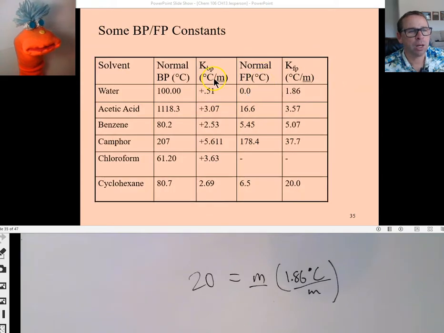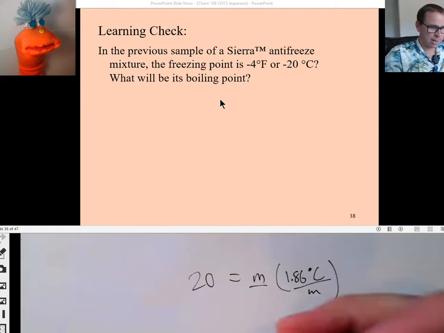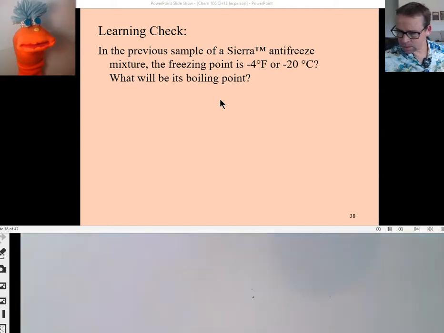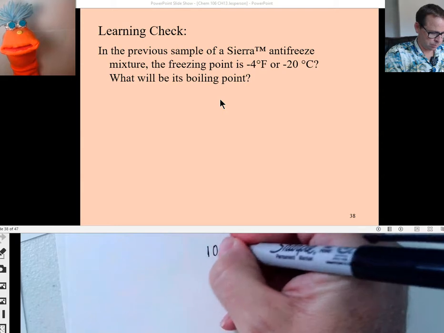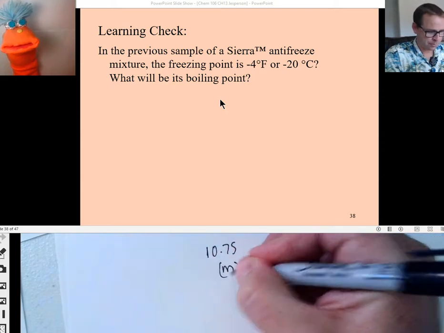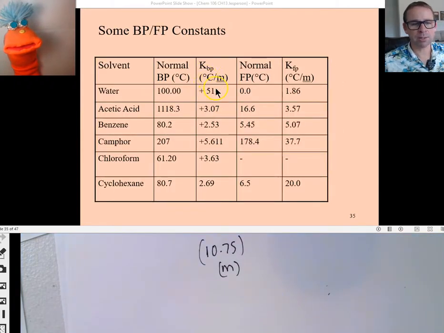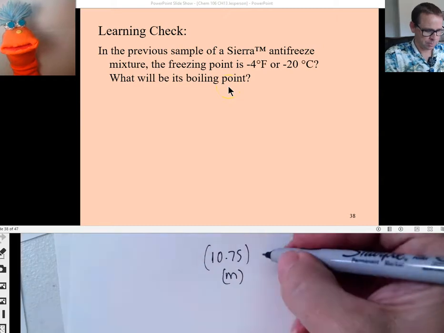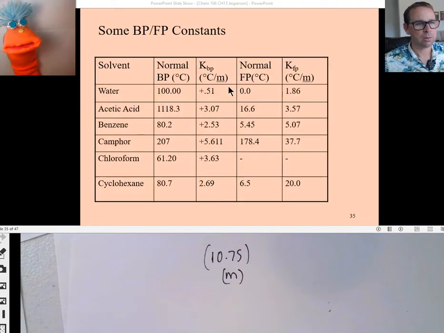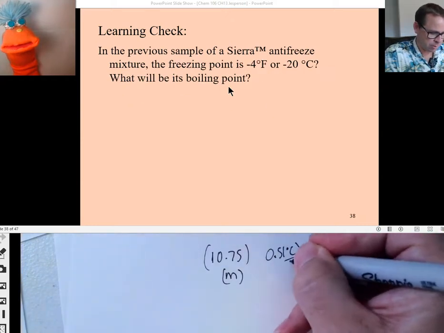So we go back up here to our boiling point. We're talking about water. 0.51 degrees Celsius for every molal. And we identified the molality already as 10.75. That's my molality. And I already forgot that constant, I have to go back here to it. 0.51 degrees Celsius for every molal.